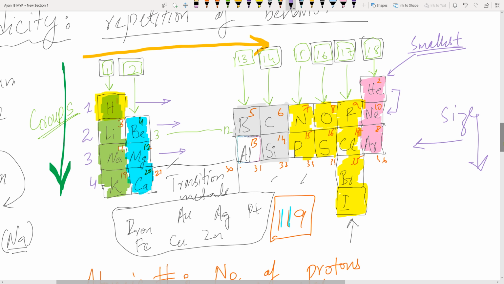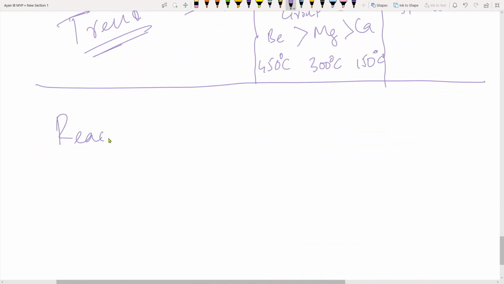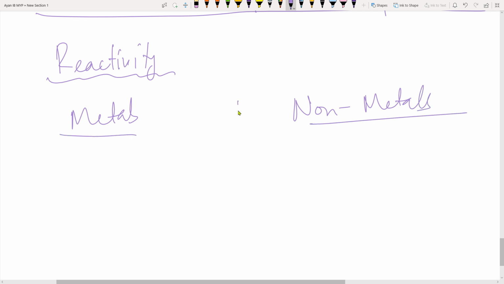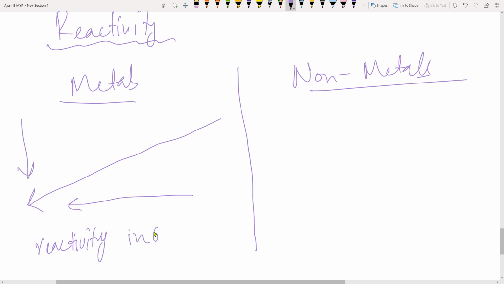And if we talk about the reactivity, which is the last trend we're going to talk about, the last trend is reactivity. And what is reactivity? That I told you is the activity of the electrons, right? So for reactivity, we're going to talk about metals and non-metals, basically in the periodic table. When I'm drawing these arrows, I'm referring to where the element's position is in the periodic table. So generally this is the trend: the reactivity increases in this pattern.